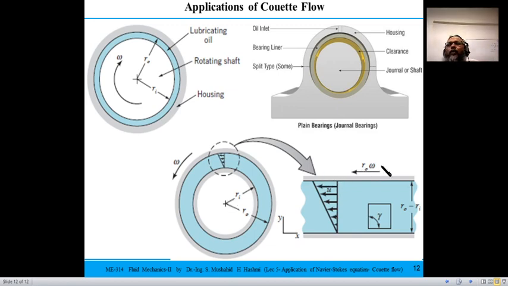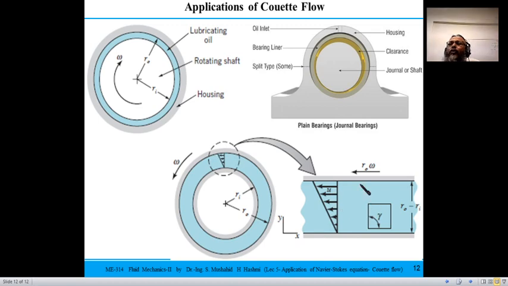r naught times omega. Omega is the angular speed of the shaft, and r naught is the radius. So this layer would be moving with the speed r naught omega. And here the velocity would be 0 because the plate is stationary. If this plate is moving with a certain angular speed omega, its tangential velocity would be r naught times omega. So that layer would be moving.